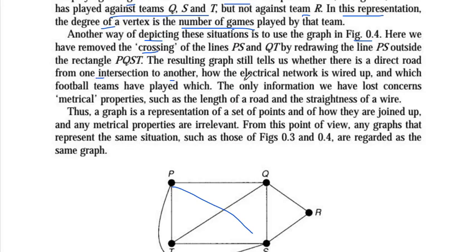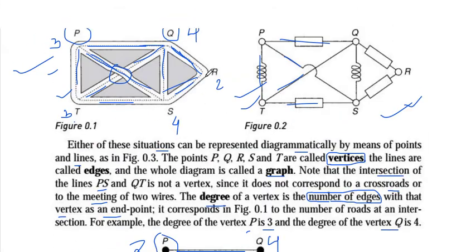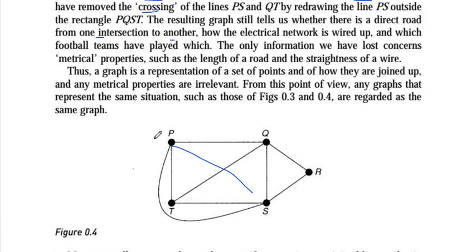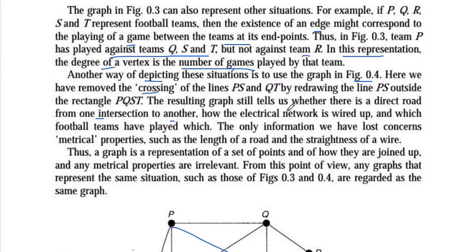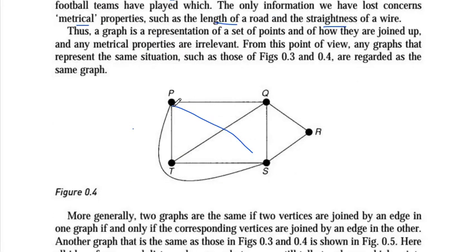So how is the electric network wired up? This is also the same graph; all 4 graphs are the same. Yes, we can still move from P to S, we can still go from P to Q, and we can still go from P to T. The only information we have lost concerns metrical properties such as the length of a road or the straightness of a wire. Here the wire is not straight, and length is not relevant.